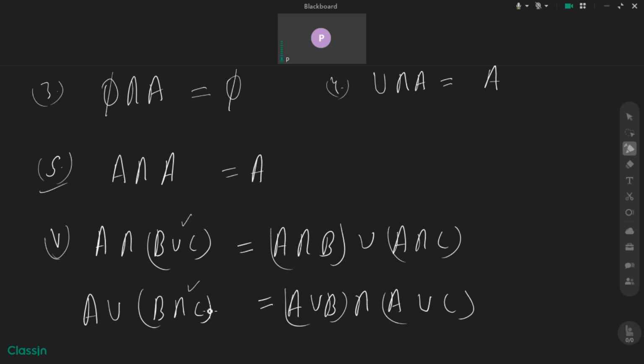Let us see the third operation, that is known as difference of two sets. Difference of two sets.